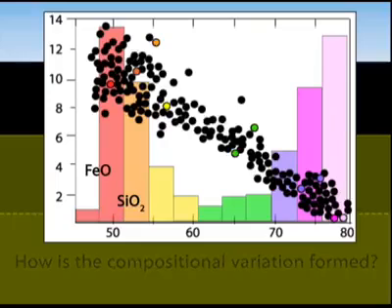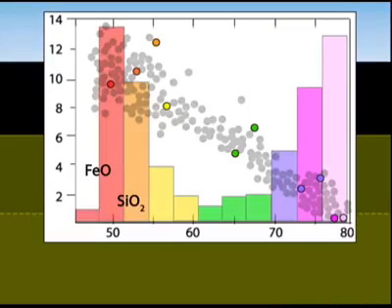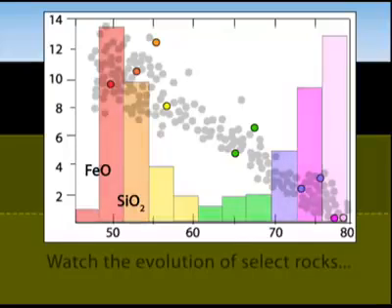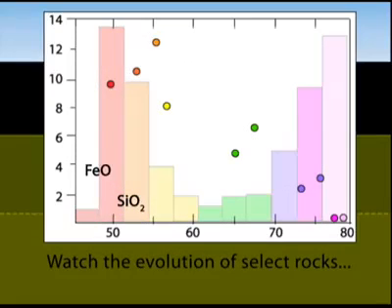Let's look at the evolution of a select group of rocks by focusing on the variation of iron concentration relative to silica, shown here in two lines of descent from basalt to rhyolite.